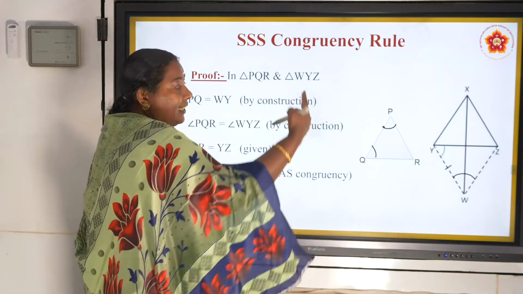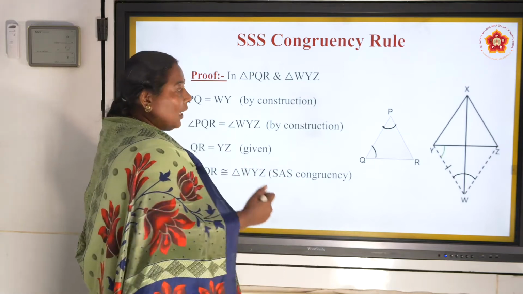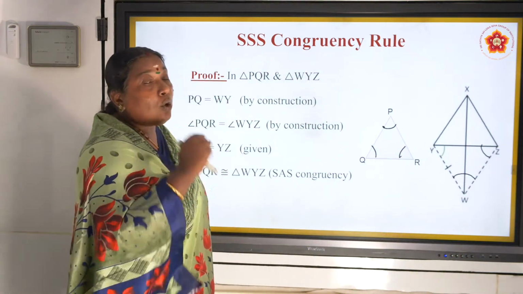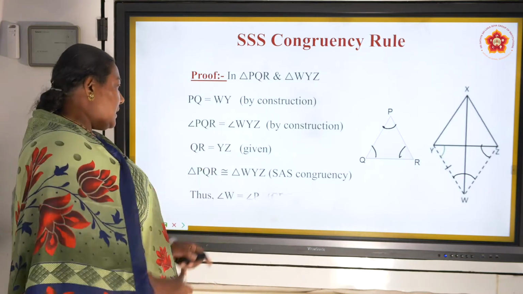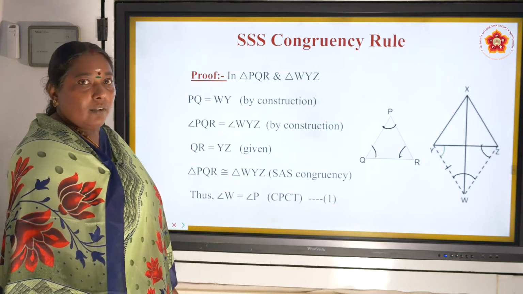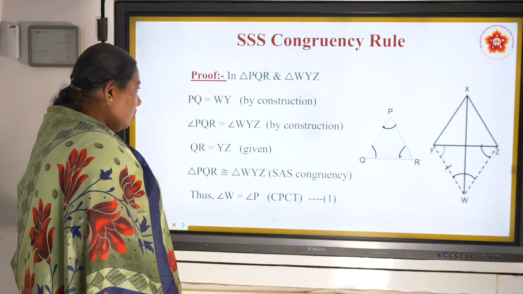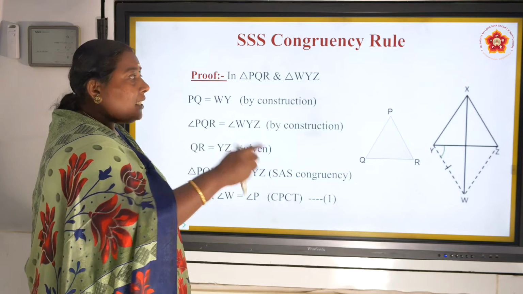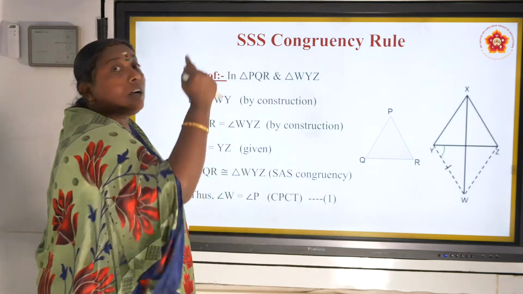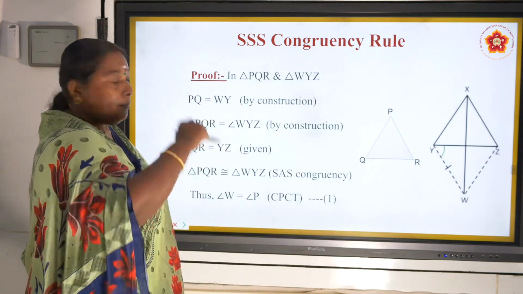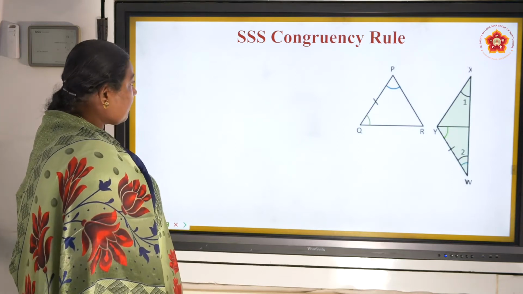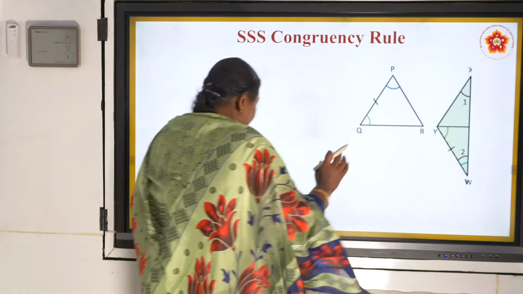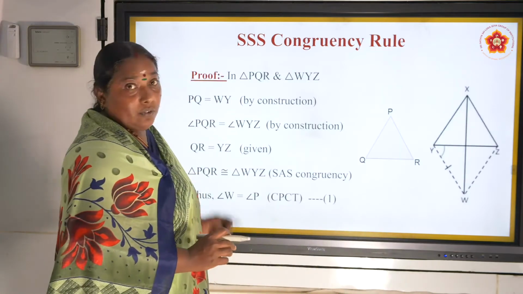So my P angle and my W angle are equal, and my R angle and Z angle are equal. By who? By CPCT. Okay, next. So now I am reaching the position where I can tell that my another given triangle is congruent. Okay, so for that, now I have compared, let us see the previous one first.